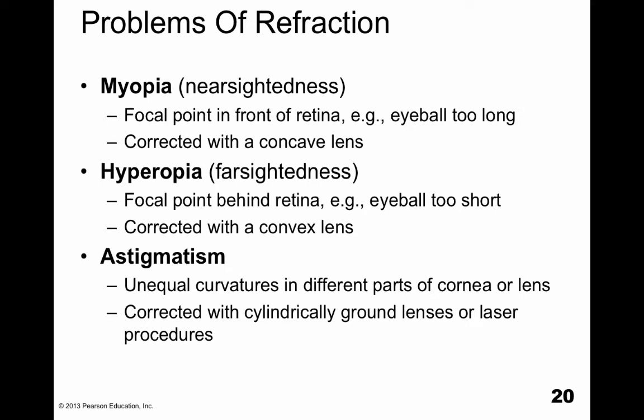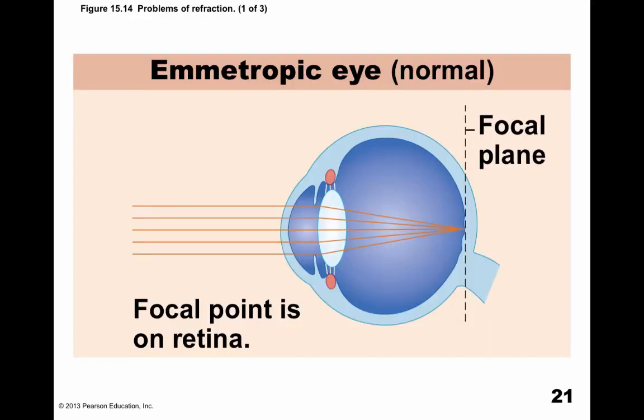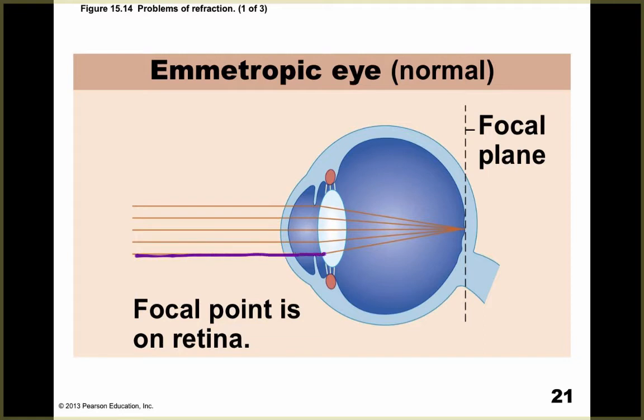Astigmatism means you have unequal curvature in different parts of the cornea or lens. And so you end up having to correct this with basically a cylindrical ground lens or laser procedures. So this is what it should look like in an emmetropic, or normal, eye. Light comes in, and everything goes to this focal point here on the back of the retina. And we want it to be a point so that there's not conflicting information coming into different photoreceptors.